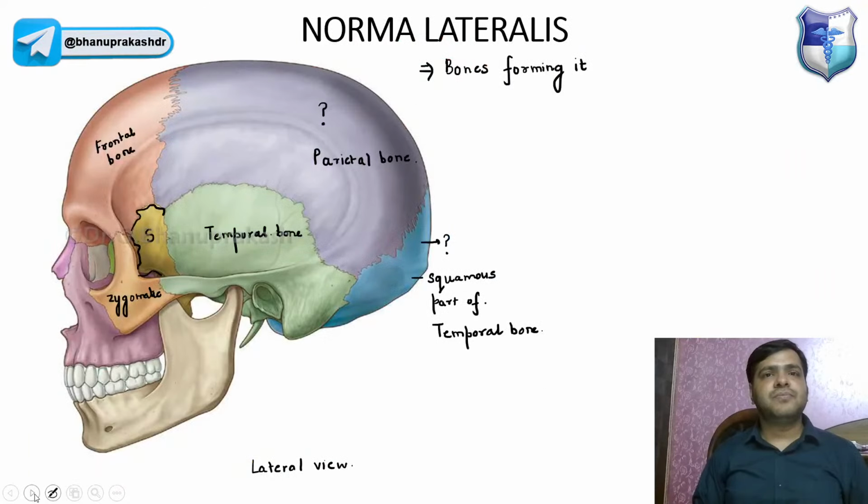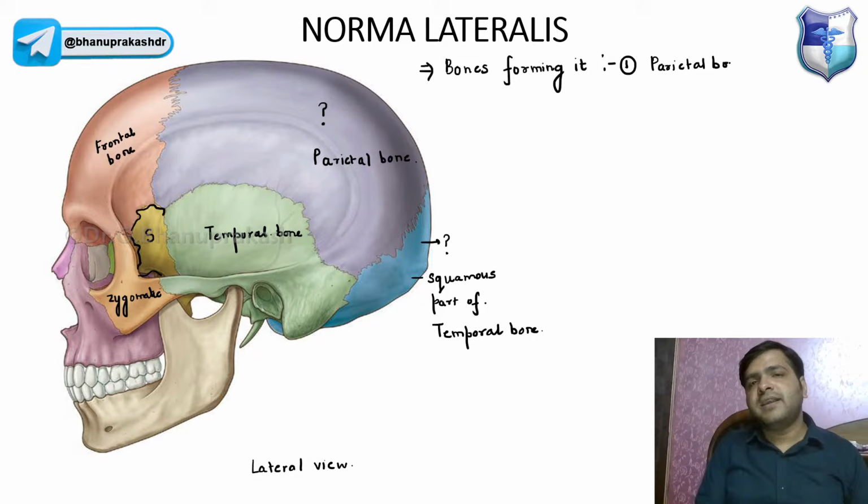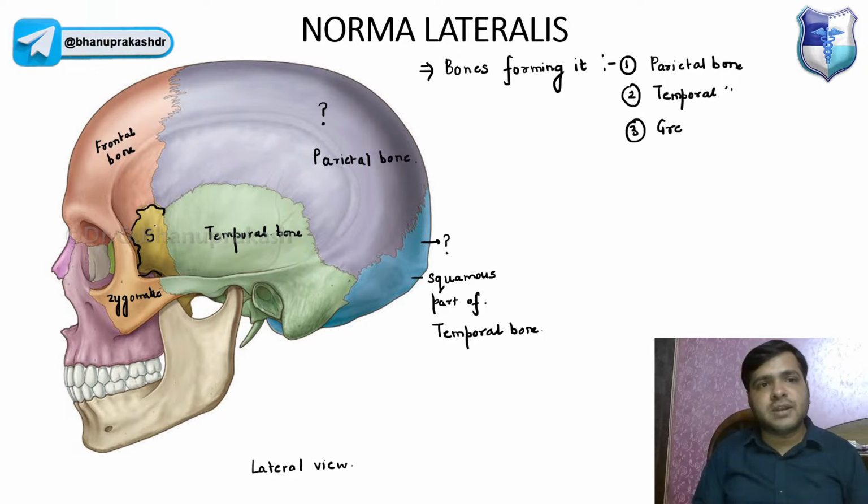So yes, the bones forming it. You already know we have the parietal bone, the temporal bone. The third one, guys, remember we have the greater wing of sphenoid. This is the sphenoid, the yellow one. And which part of the sphenoid is this? This is the greater wing. It is the greater wing of sphenoid.